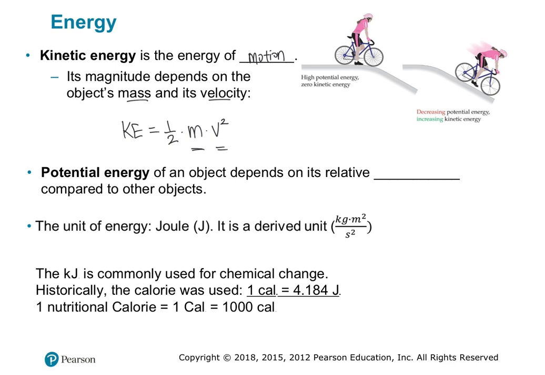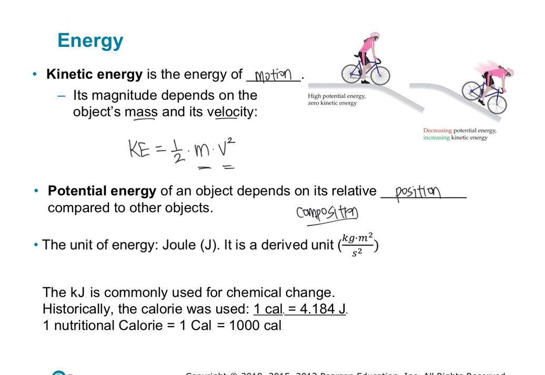Potential energy depends on a relative position. And relating to that, for chemistry, we'll even think of it as composition and what something is made out of. And so regarding bonds, we could also think of it as a stored energy. So if I'm at the top of a hill, I'm not moving, I have a high potential energy because I have the potential to move very fast.